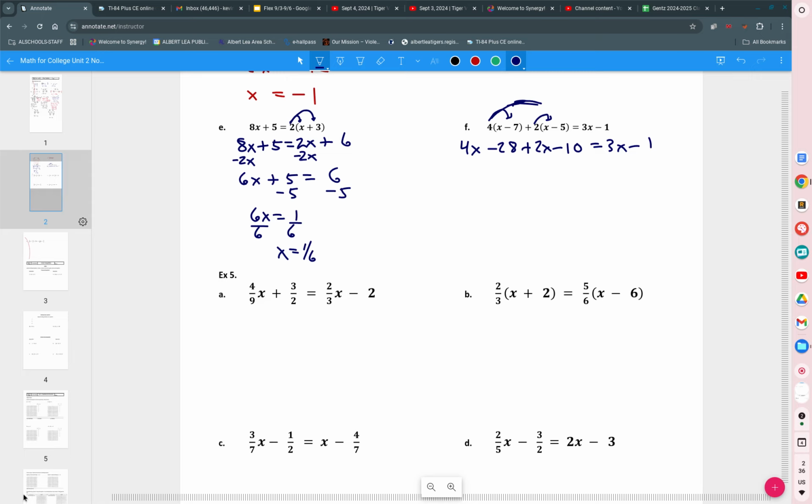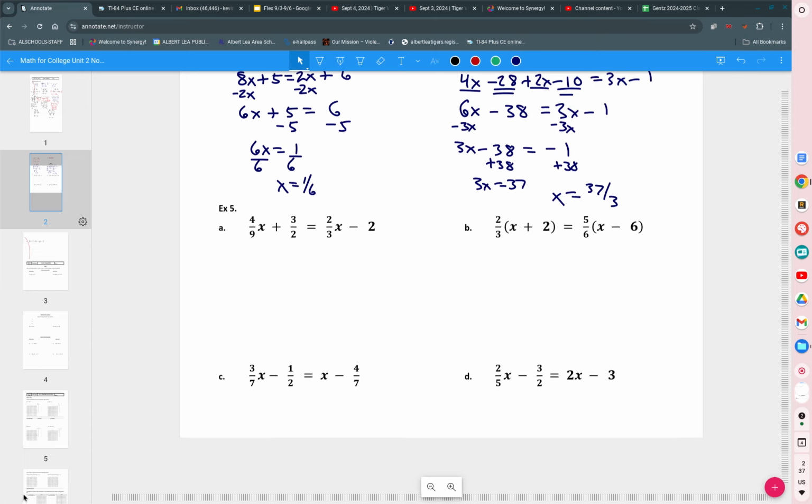Combine like terms. Very good. We combine the like terms. The 4x and the 2x is 6x. The negative 28 and the negative 10 make negative 38. There's no need to add and subtract things over to the other side yet. First, we gather those like terms. Now it becomes a basic equation where you have x's and numbers on each side. We're going to bring those x's over to the left to get 3x minus 38 is equal to negative 1. I add the 38 to both sides. Get 3x is 37. Divide by 3, x is 37 over 3. I know the answer doesn't look very nice, but that's completely an acceptable answer that you could get in my class or on the test.